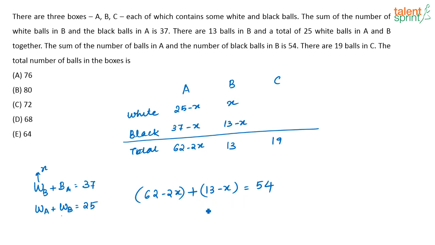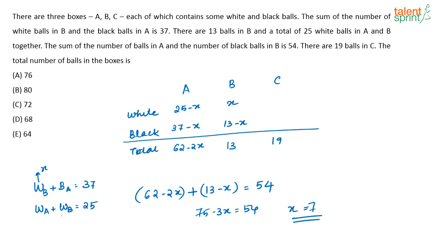What will you get? You will have 62 plus 13, that is 75 minus 3x, is equal to 54. So 3x is equal to 75 minus 54, which is 21, correct? 21 divided by 3, so x is equal to 7. 75 minus 54 is 21. 3x is equal to 21, or x is equal to 7.